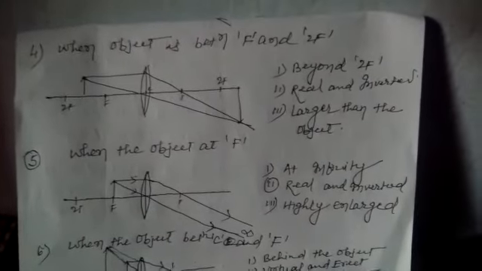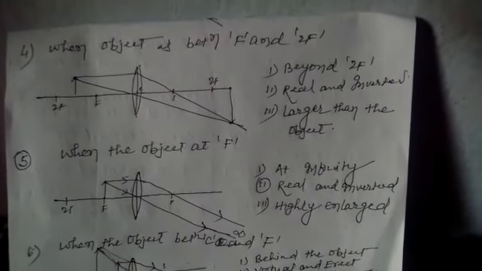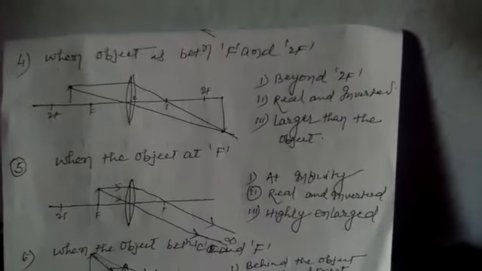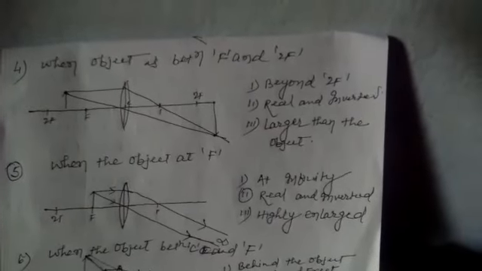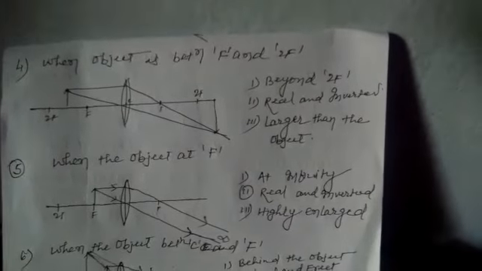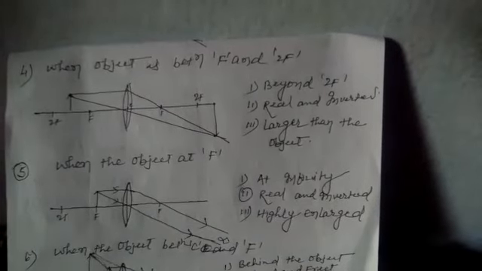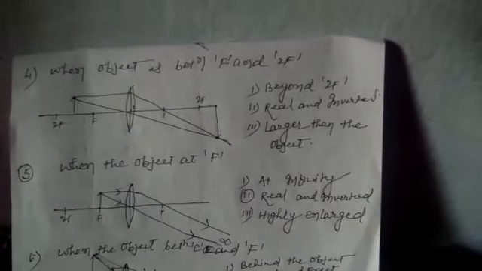And fifth condition, when the object is at f, a ray parallel to the principal axis passing through the focus, another ray passing through the optical center, both rays are parallel to each other. So the image will be formed at infinity, real, inverted and highly enlarged. When the object is at focus, the image will be formed at infinity. When the object is at infinity, the image will be formed at the focus. Always remember. And the last condition is most important.